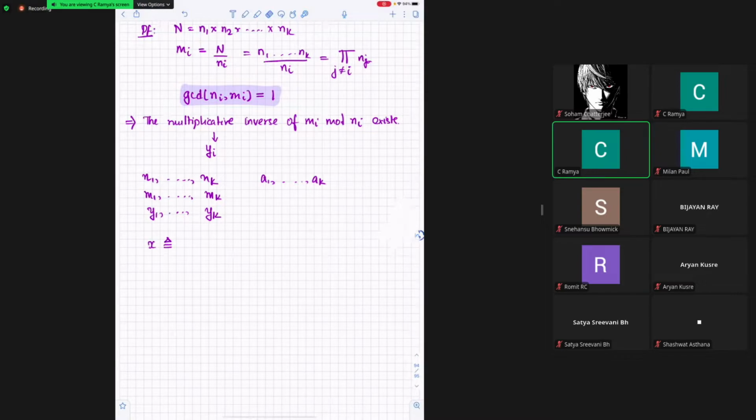So now what should be the solution? I have these yi's, and I know that if x is congruent to yi ai mi mod ni, then I'm fine. But I want this to be true for all the ni's, right? So what should I do?